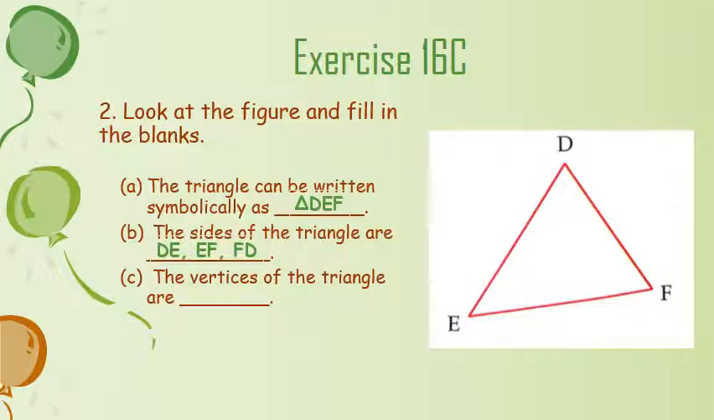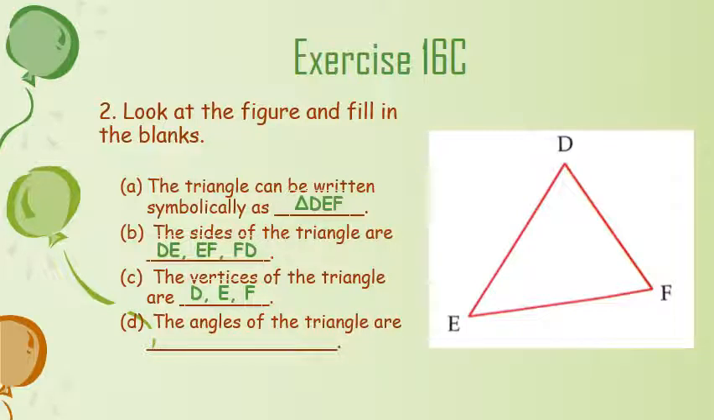The vertices of the triangle. The triangle has three vertices. So what are the vertices? They are vertex D, vertex E and vertex F. The angles of the triangle are angle DEF, angle EFD and angle FDE.